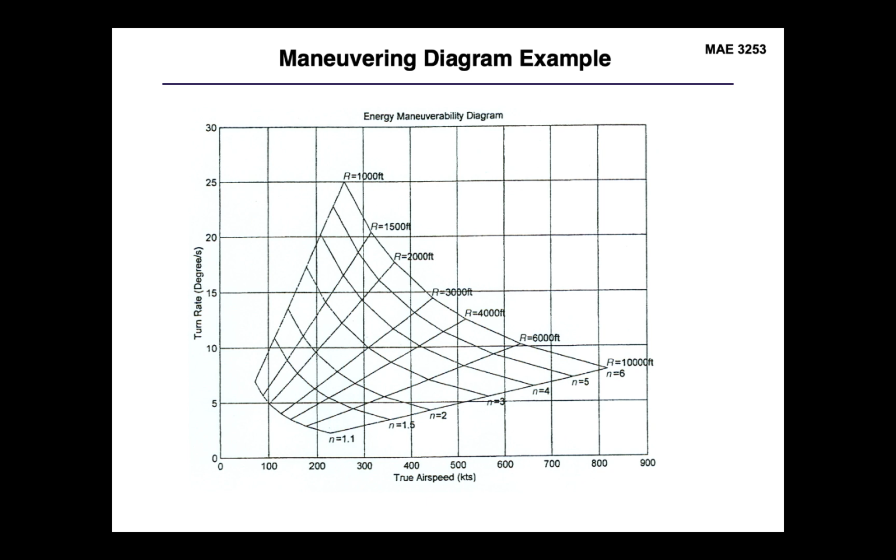In this particular example, let's say we're traveling at 400 knots and we want to turn at 10 degrees per second. That's going to require that we pull somewhere around 3.5 G's, and we'll be able to do this with a bank radius of 4,000 feet.